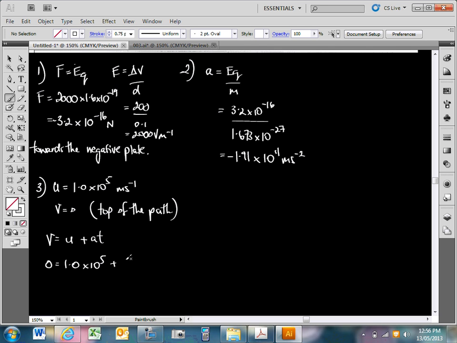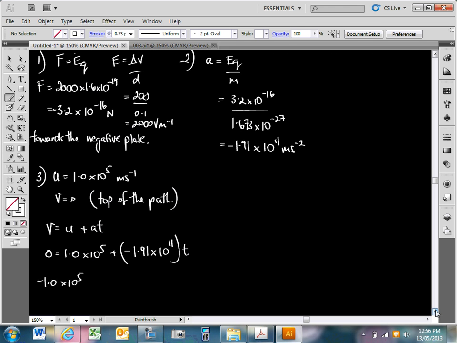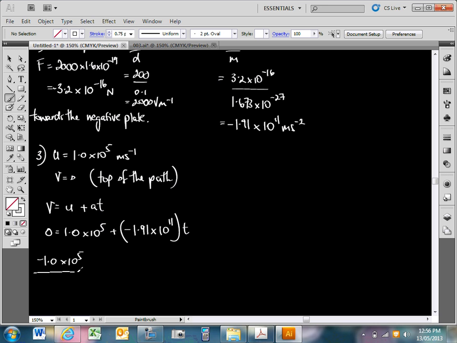A is minus... T equals minus 1.0 by 10 to the 5 over minus 1.91 by 10 to the 11. Oops, I should put an equal sign there. And we get 5.23 by 10 to the minus 7 seconds.